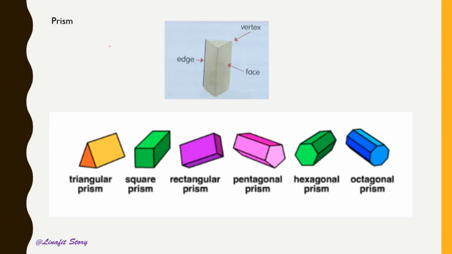These identical shapes are called bases. The bases can be a triangle, square, rectangle, or any other polygon. For example, triangular prism, square prism, rectangular prism, pentagonal prism, hexagonal prism, and then octagonal prism.